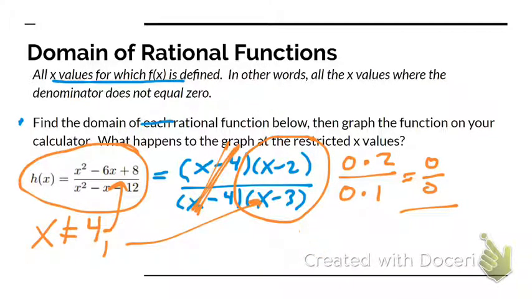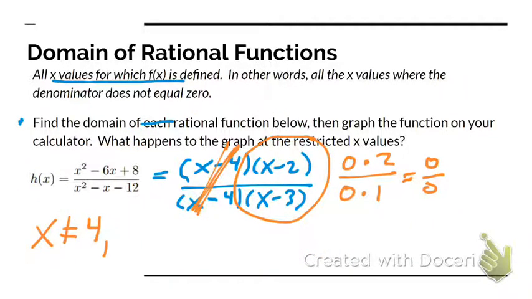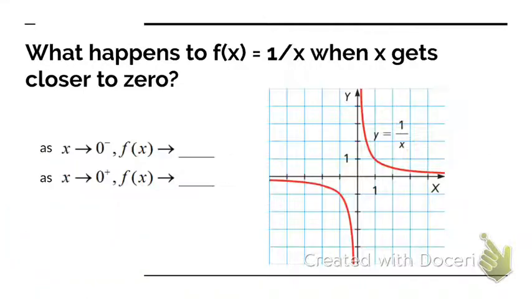Okay, and then also we're going to take out 3 from our domain because that would make this function equal to 1 over 0, which is undefined. So by saying this, you're really saying x belongs to the set of all real numbers except 4 and 3. Okay, now I want to look at what happens to f of x as x gets closer to 0.